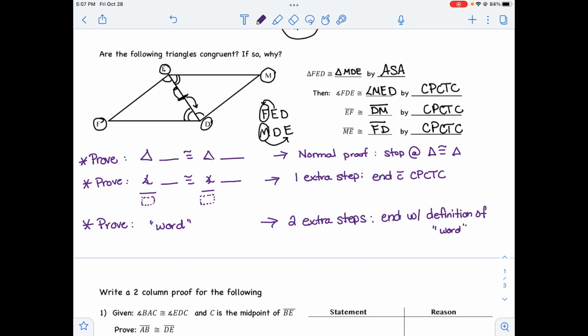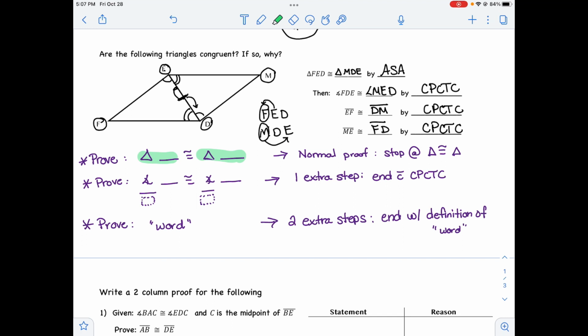So in our first couple of examples, we proved first that a triangle was congruent to a triangle, and this is a normal proof. So when we're proving a triangle is congruent to a triangle, so triangle something is congruent to a triangle something, that's just a normal proof, and we stop there.